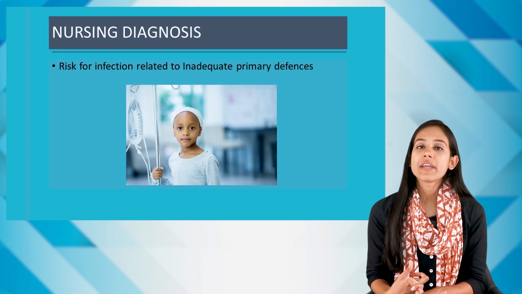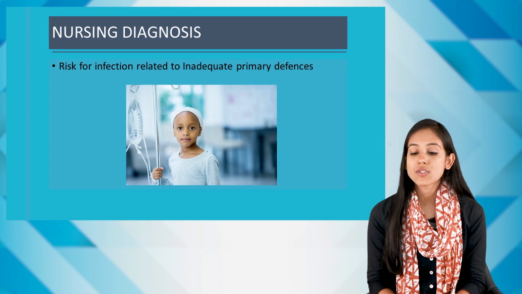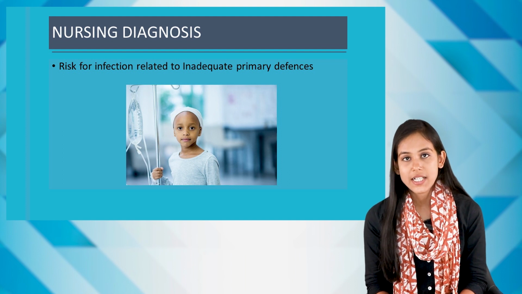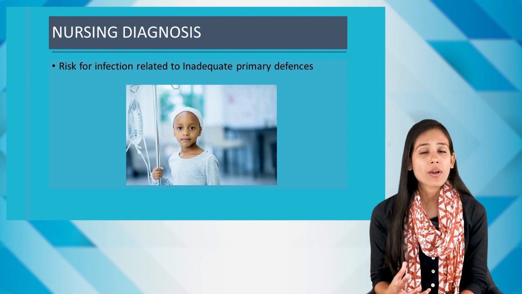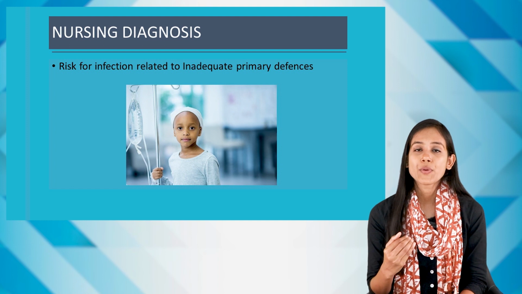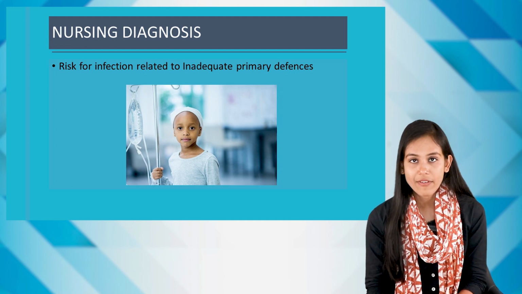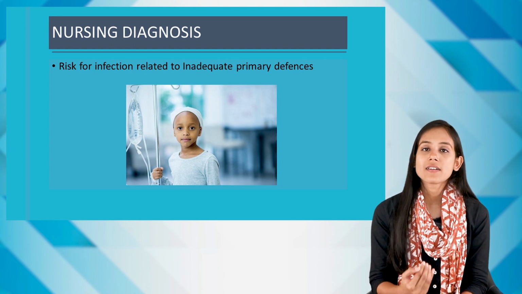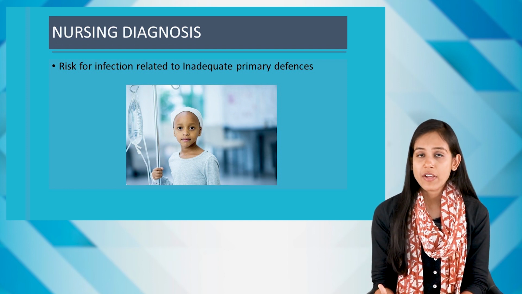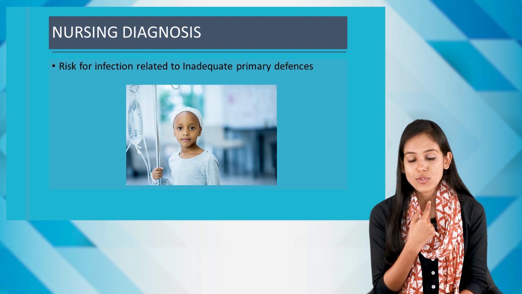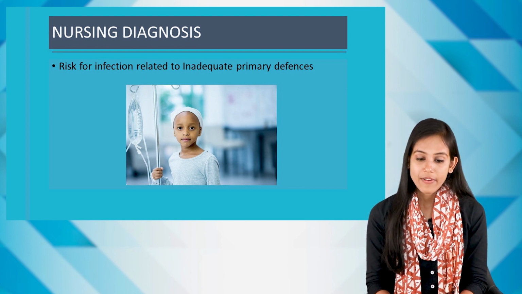The second thing could be risk for infection related to inadequate primary defenses, because the WBCs are not healthy. There aren't enough WBCs to fight with the infection, so the child will have recurrent infection, right? And that's the reason the child will be vulnerable to infection, or more susceptible to infection. So there would be risk for infection.